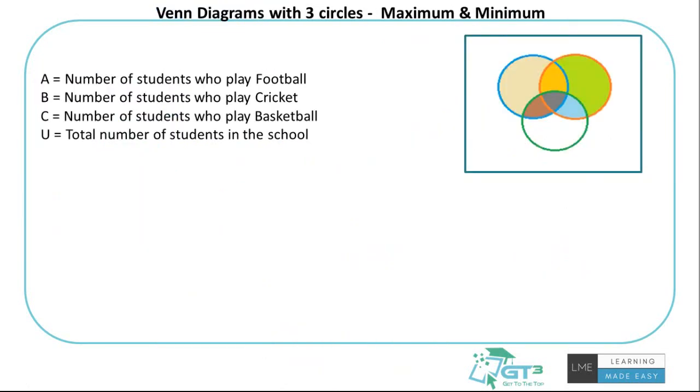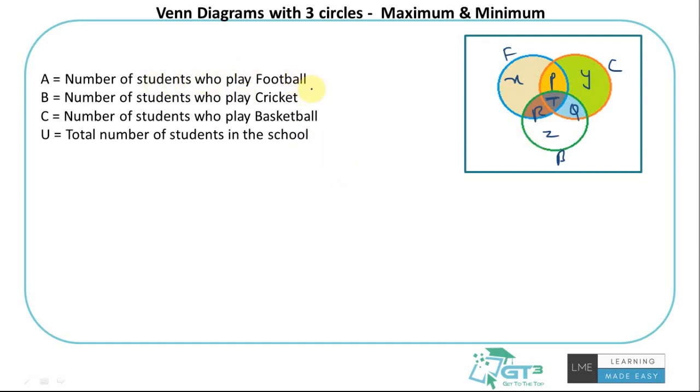So let's focus on the 3 circles. Something similar: let's assume football, cricket and basketball are 3 games. There are X people who are playing only football, Y people who are playing only cricket, and Z students who are playing only basketball. Let's say P is playing both football and cricket, Q is both cricket and basketball, and R is both basketball and football. And let's say T is the number of students who are playing all 3 games.